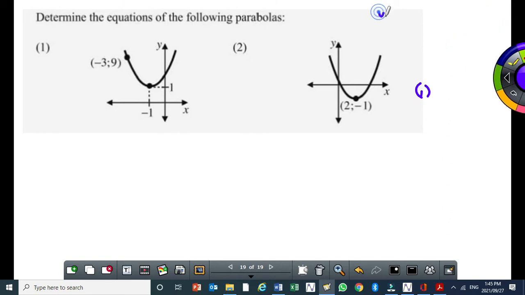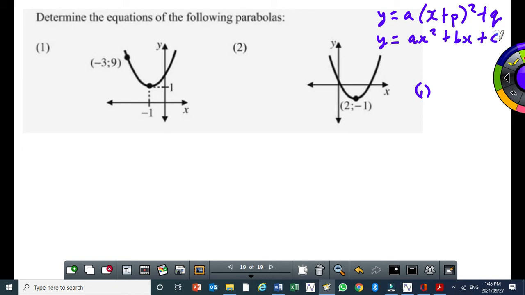Turning point form is y equals a times (x plus p) squared plus q. This is called the turning point form. If you read some books, they call it the vertex form, but for your curriculum, we just call it the turning point form. Then we have the standard form, which is ax squared plus bx plus c. That's the standard form.